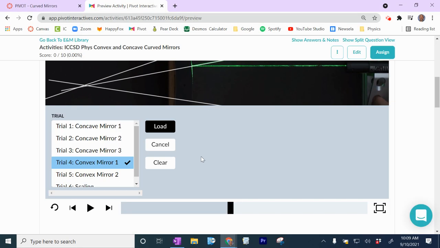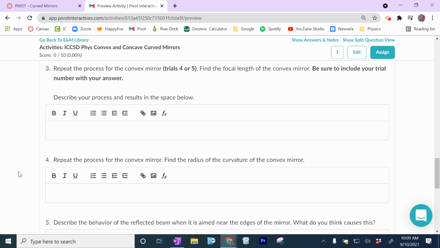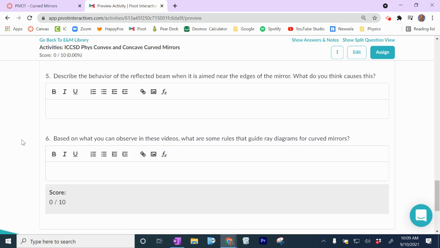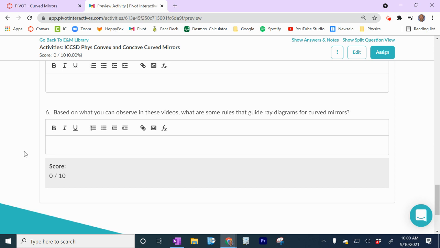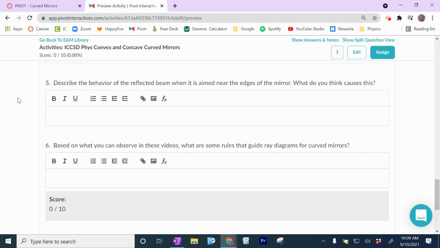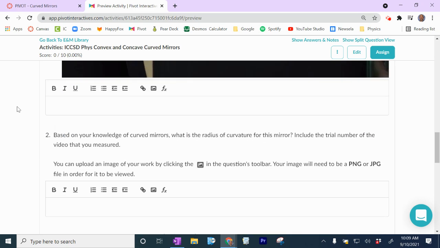Okay? And so for this, you've got some spots to enter some of the trial numbers, and the data you're collecting. And then the question I ask you at the end, based on what you observe in the videos, what appear to be the rules that guide ray diagrams for curved mirrors. Okay? So that's the activity. You've got about 20 minutes. If you want to work with your partner, each of you can do one of the concaves and one of the convexes, and then you're pretty much there. All right? Might be able to get it knocked out by the end of the period.